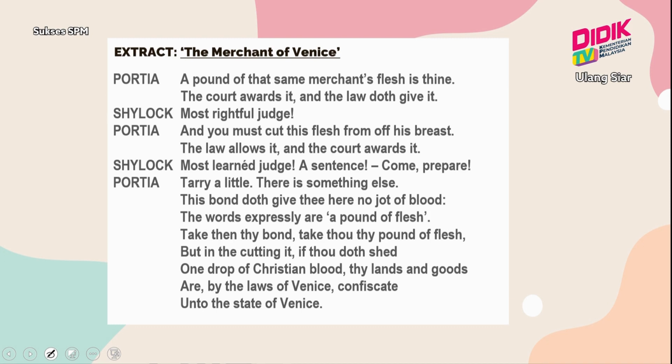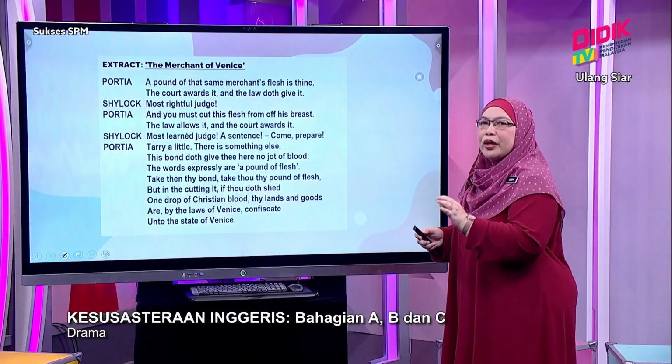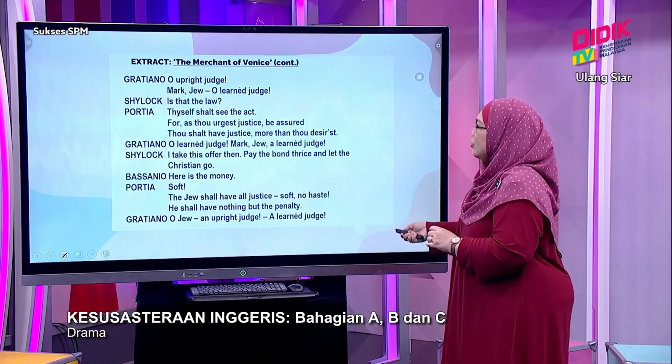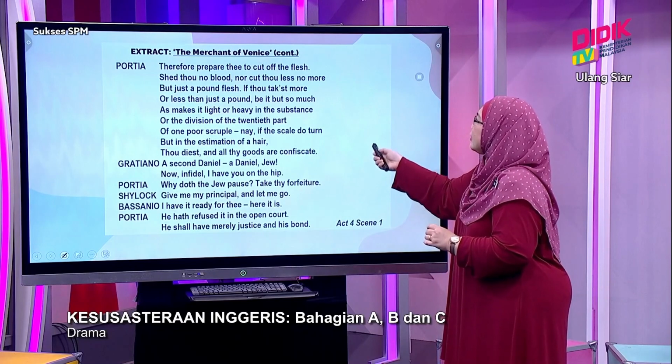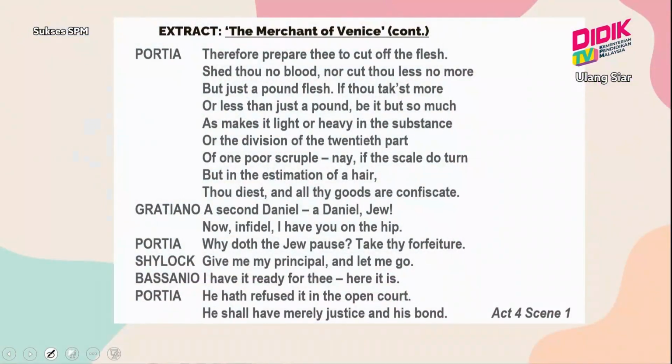Shylock is obviously delighted and pleased because he feels Portia, who's actually in disguise, is a clever young woman. She's in disguise as a lawyer, and she has said in front of everyone in the court, Shylock has a valid case, a legal point against Antonio. But then you go on to read, and then she says, at the end here, prepare thee to cut off the flesh. Prepare thee to take off that pound of flesh, as in the contract between Shylock and Antonio. But shed thou no blood, nor cut thou less no more, but just a pound of flesh. And that's the loophole that Shylock did not expect.